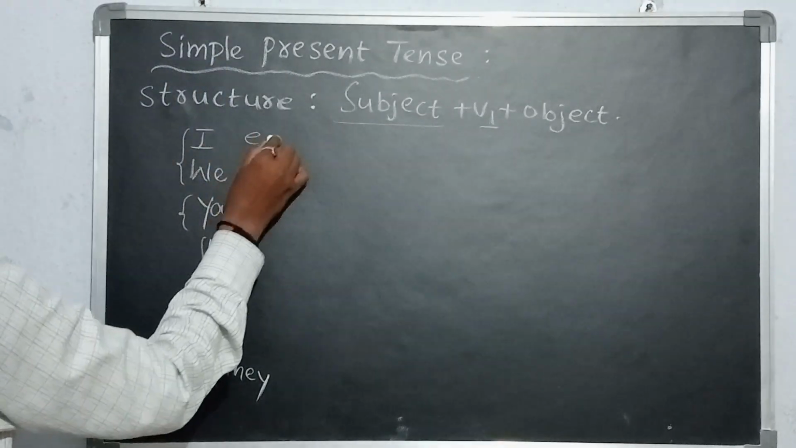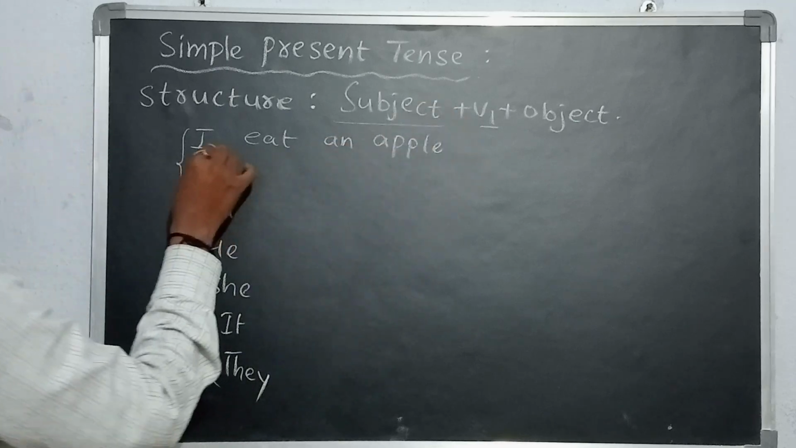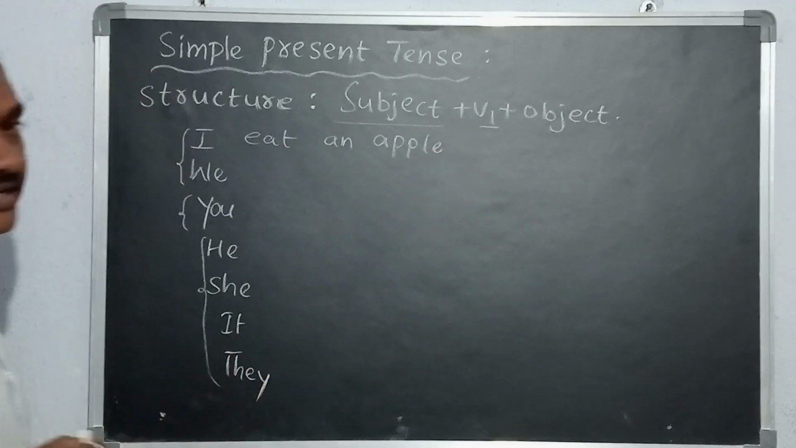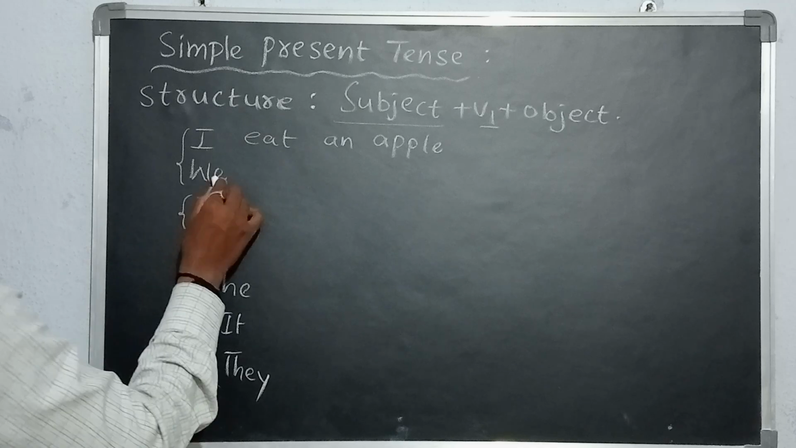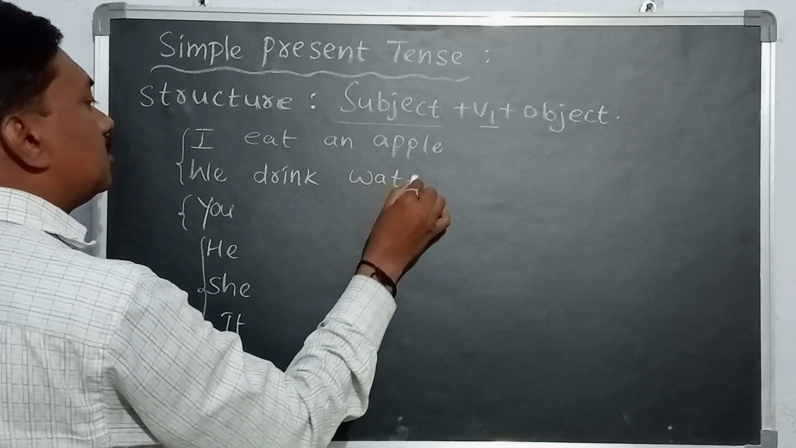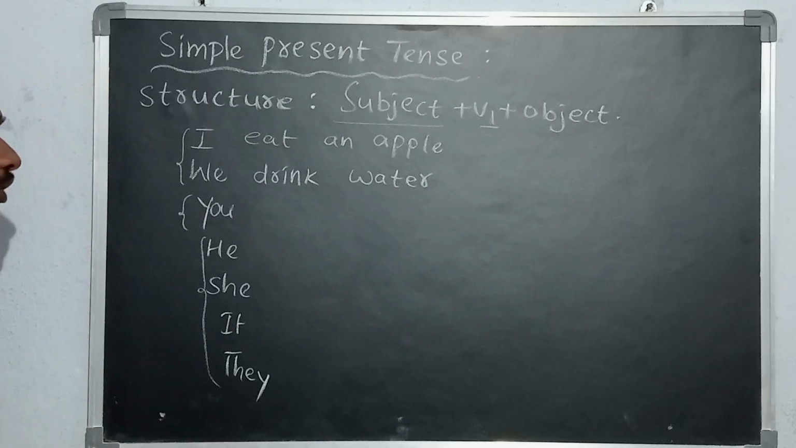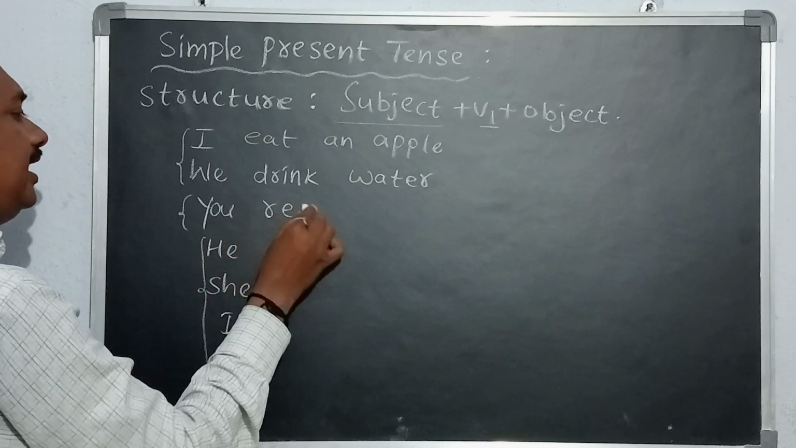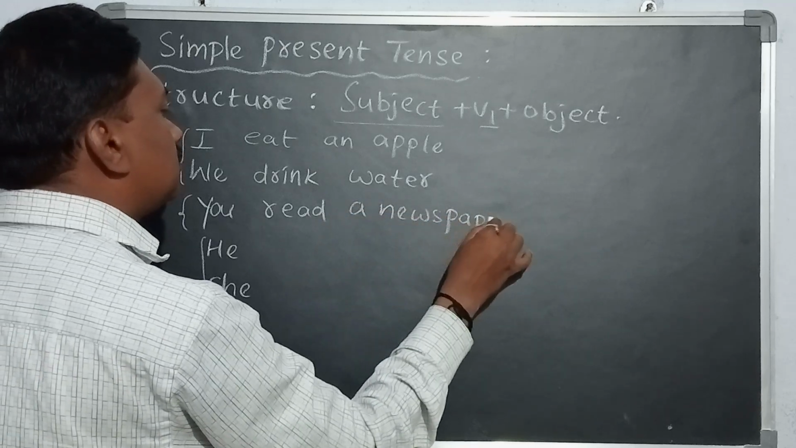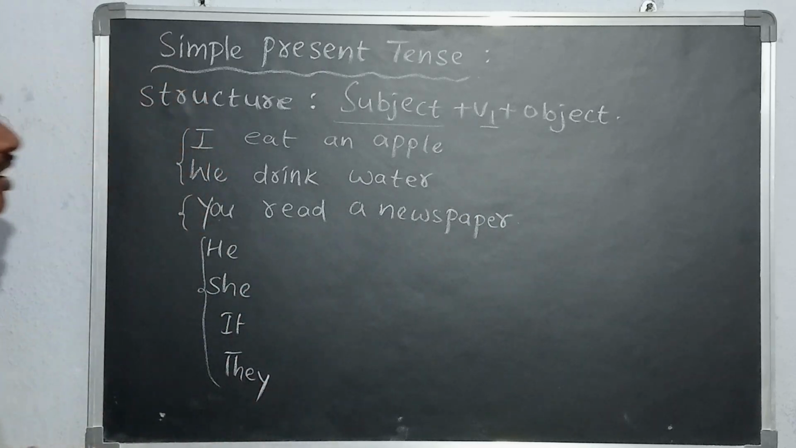For example, I eat an apple. I is the subject, eat is verb 1, an apple is the object. So this is a simple present tense sentence. Next, we drink water. We is the subject, drink is verb 1, water is the object. You read a newspaper. You is the subject, read is verb 1, a newspaper is the object.